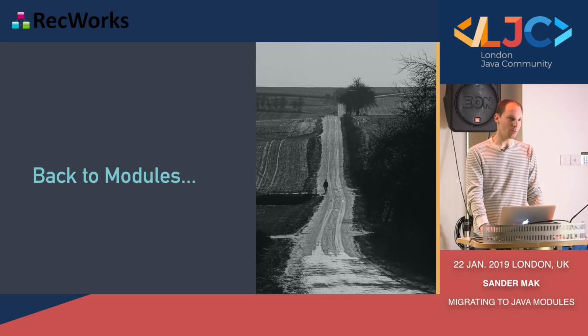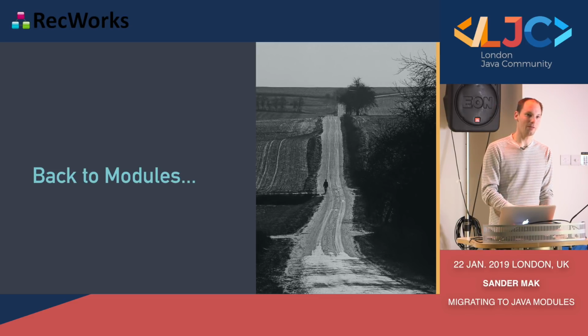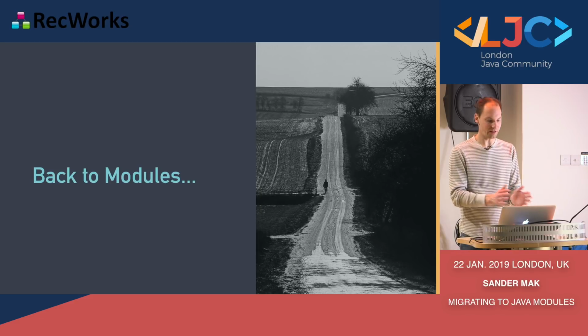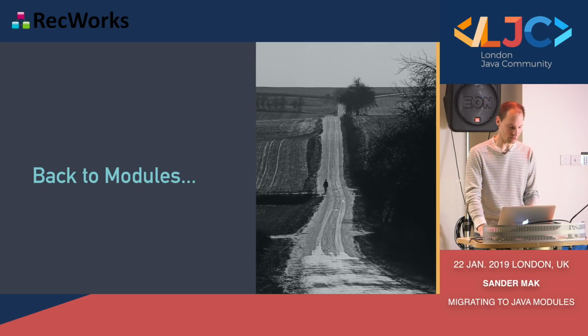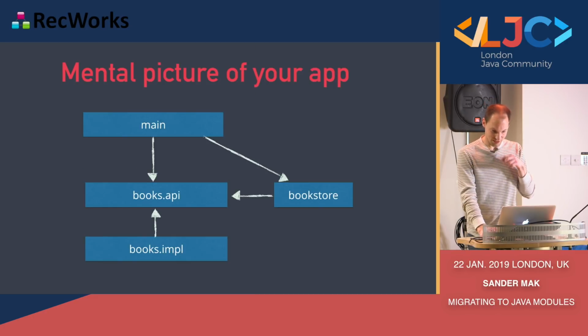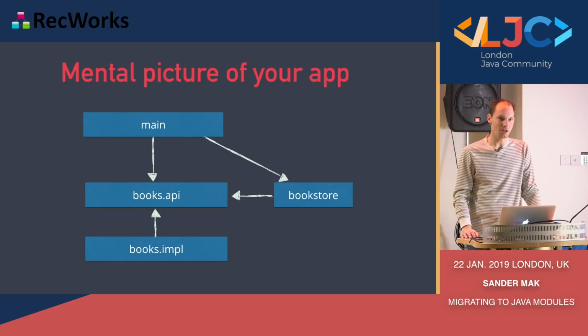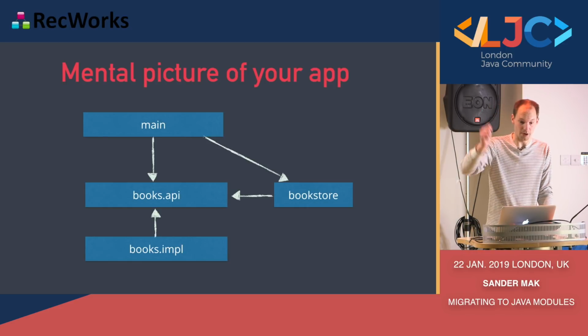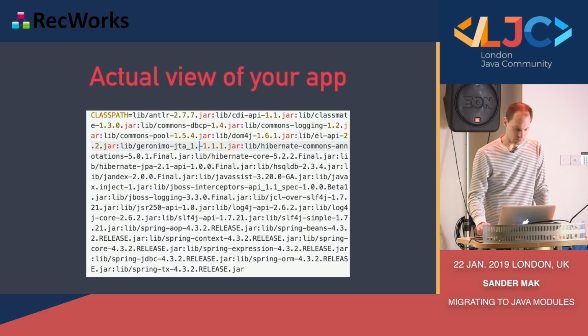So that was step one, right? So we had a class path-based application which ran on Java 8, now runs on Java 11. It's good. But we were talking about modules as well. Because, well, typically this is sort of how we think about the application, how we want the application to look, what we would write on the whiteboard. But this is the reality, right?